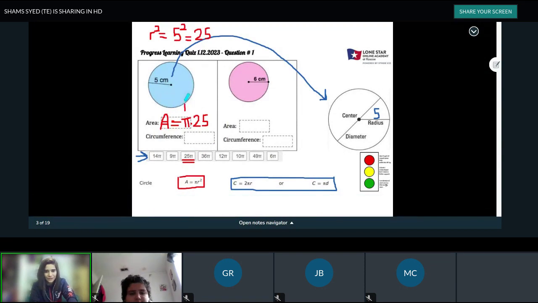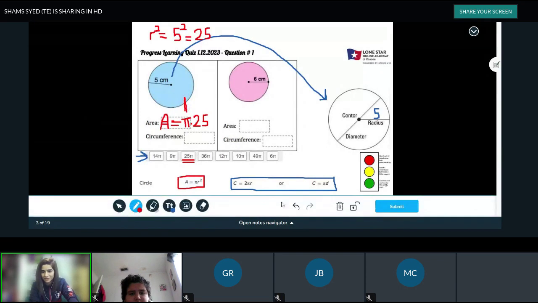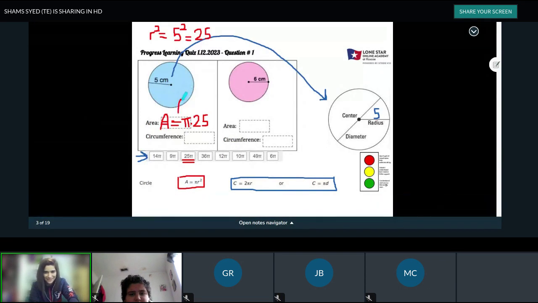So I can say A equals, oh man, my pen is not doing its best. I will say A equals 25 pi.